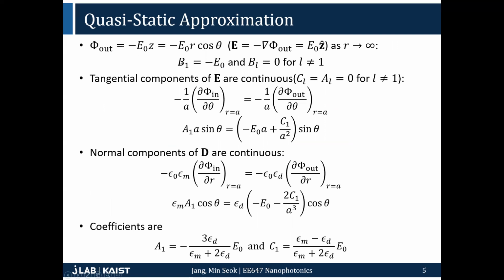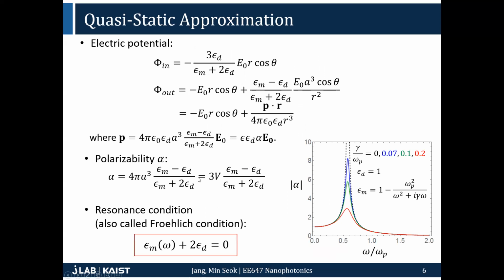What we did was try to satisfy the boundary conditions, and by doing so, we determined all the coefficients for the electric potential. I recommend you check this slide again if you forgot. But what's important is that at the end of this discussion, you probably remember that the dipole moment is proportional to the applied electric field, and what appears here is defined as the polarizability. So the polarizability was this.